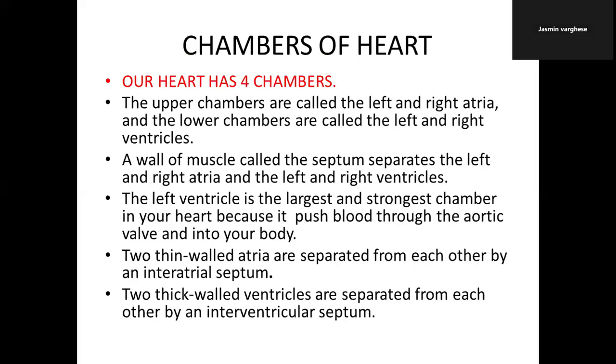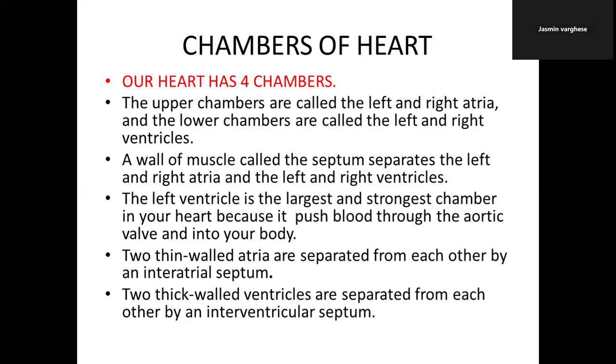Now we will see the chambers. There are four chambers as we have seen in the first image: right atrium, right ventricle, left atrium, and left ventricle. The upper chambers are called the left atrium and right atrium, and the lower chambers are called the left and right ventricle. A wall of muscle called the septum separates the left and right atria and the left and right ventricles. So between the left atrium and left ventricle, and the right atrium and right ventricle, there is a minute separation, and the separation is done by a muscle called the septum.